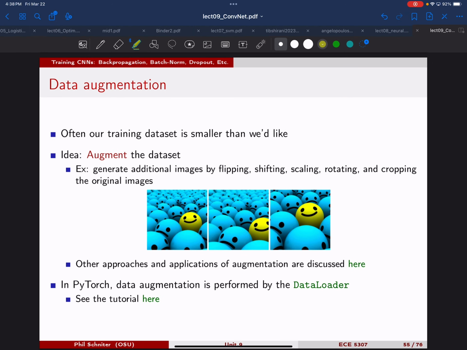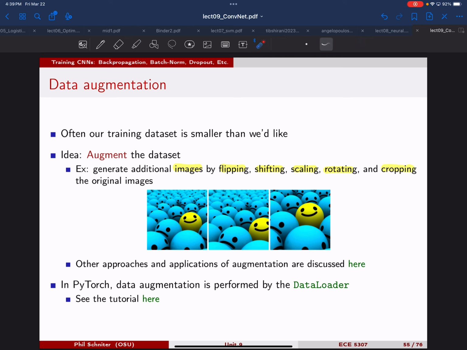All right, another trick is data augmentation. The idea here is our training data sets are usually smaller than we'd like. We wish we had more data. So depending on the application and the nature of your training data, you can sometimes do tricks that appear to make it larger than it is, just by working with the data you have. So with images, for example, you could do things like flipping them, shifting them, scaling them, rotating them, cropping them.